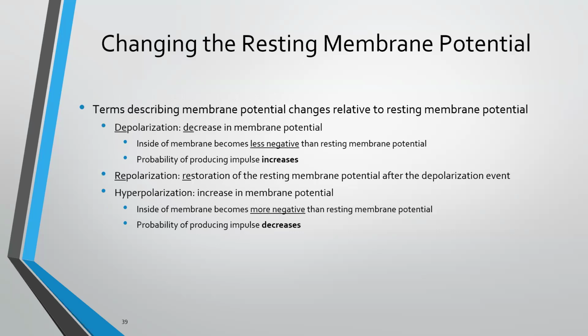All right, so changing the resting membrane potential, terms that would describe this are depolarization, which is a decrease in the membrane potential; repolarization, restoration of the resting membrane potential after the depolarization event; and then hyperpolarization. So that increases the membrane potential, and the inside of the membrane becomes more negative than the resting membrane potential. And the probability of producing that impulse decreases during that phase.